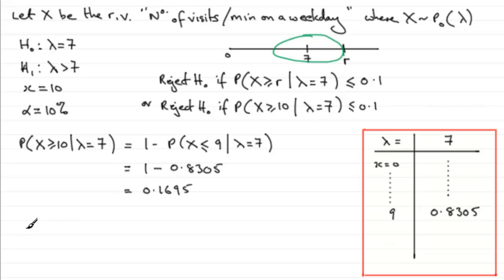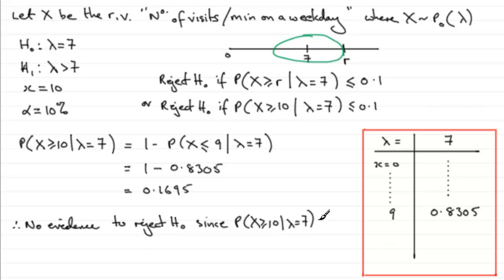So we've got no evidence to reject H0. So I'm just going to put here no evidence to reject H0. And that's because that probability, the probability that x was greater than or equal to 10, given that lambda equals 7, turned out to be greater than 10%, or greater than 0.1. As long as you write something along those kind of lines, or say that this value, for instance, is greater than 0.1, then there's no evidence to reject H0. So we can see that lambda still stays as 7. So I hope that's given you some idea then how to go about this part of the question.